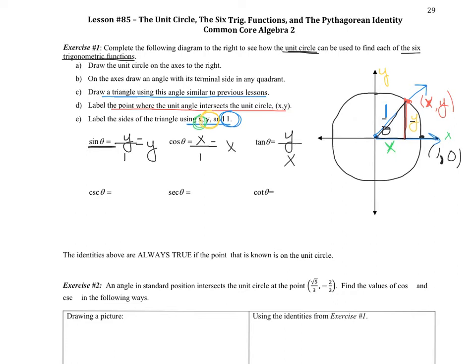And then we're just going to flip for our reciprocals. So cosecant is the reciprocal of sine, so that gives me 1 over y. Secant is the reciprocal of cosine, so 1 over x. And cotangent is the reciprocal of tangent, so x over y. So the idea is, once we have the unit circle, we can express all 6 trig functions as some representation with an x or a y or both. And as I said, that's going to be important when we move to graphing.